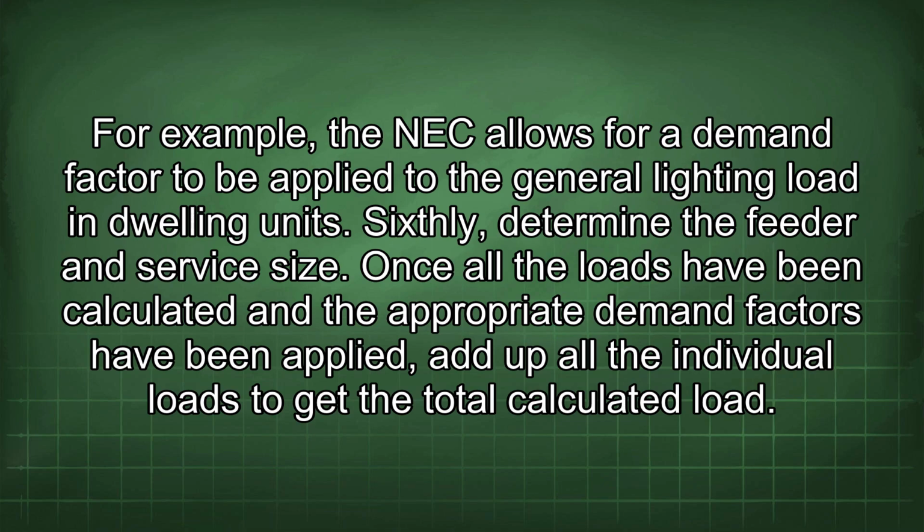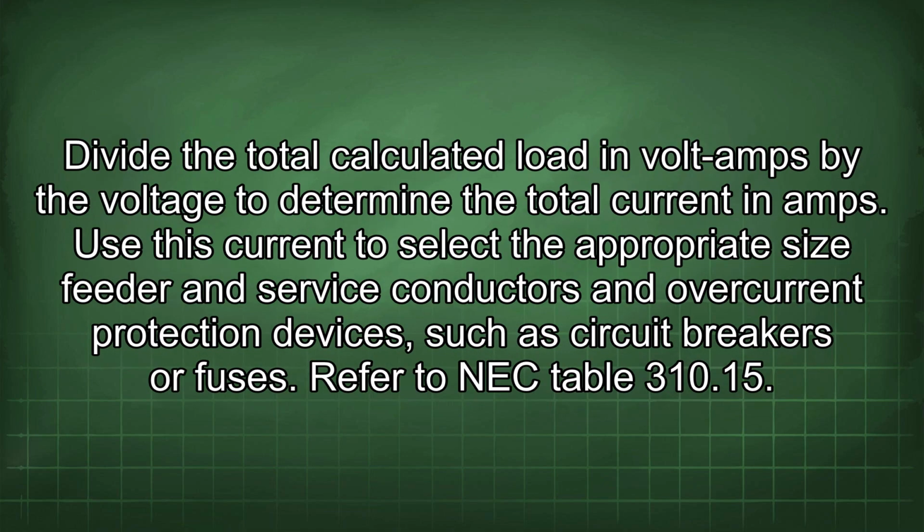Sixthly, determine the feeder and service size. Once all the loads have been calculated and the appropriate demand factors have been applied, add up all the individual loads to get the total calculated load. Divide the total calculated load in volt amps by the voltage to determine the total current in amps. Use this current to select the appropriate size feeder and service conductors and overcurrent protection devices, such as circuit breakers or fuses.